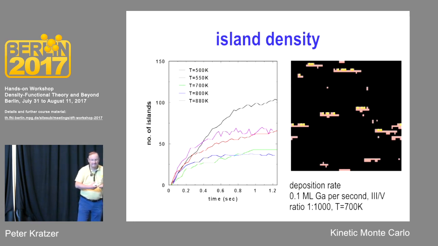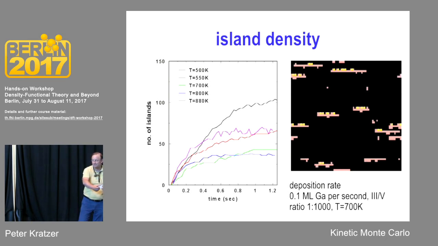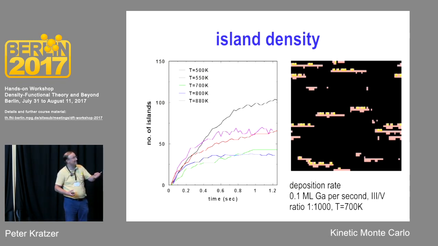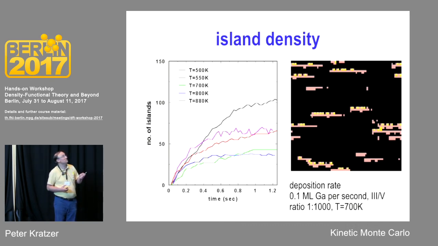This is mainly because you have attachment. So when an atom arrives somewhere, it diffuses on the surface, and then it attaches to an existing island. And only if it doesn't find an island, then it may find another atom and nucleate a new island. But if you have already reached a certain island density, then no more new islands are nucleated. The old islands capture all the arriving atoms. This is why it saturates. And you see that the saturation value depends on temperature.